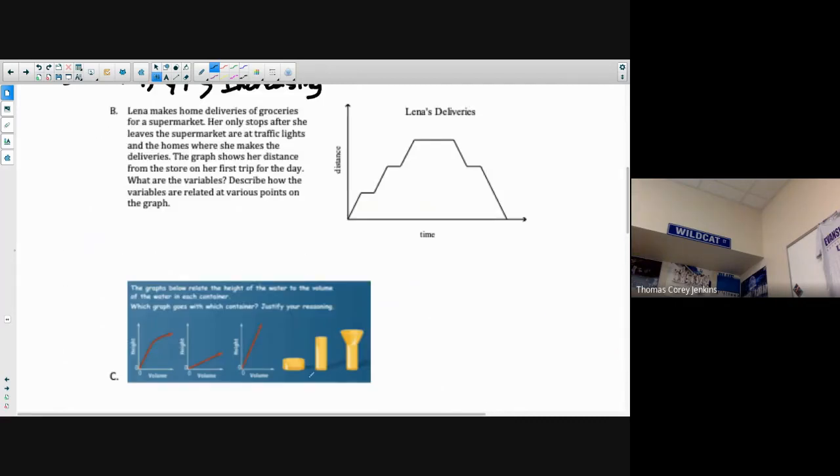Letter B here. If you think interval by interval, there's a lot going on. You have 1, 2, 3, 4, 5, 6, 7, 8, 9 changes in direction, right? But you can simplify it. So let's just say we're going to look for where is it increasing, where is it decreasing, and where is it constant.